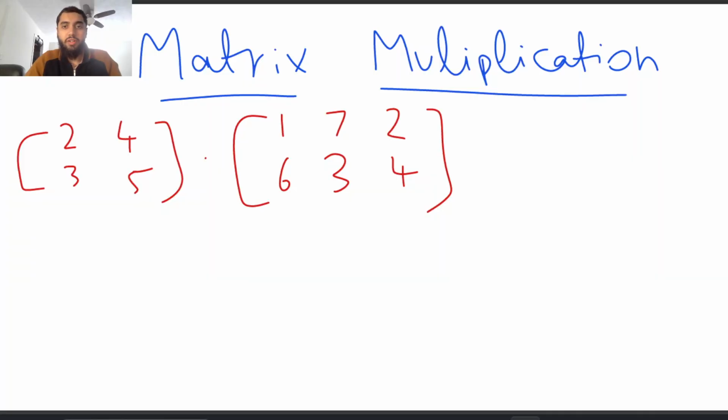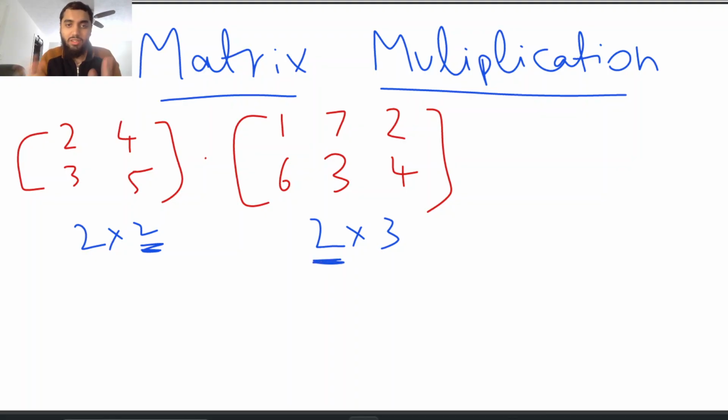Today we're going to do matrix multiplication. First example, we have a 2 by 2 matrix multiplied with a 2 by 3 matrix. The first thing when you do matrix multiplication is make sure that this number and this number are the same after writing the dimensions of both matrices. Here both of them are 2, so we're good to go.